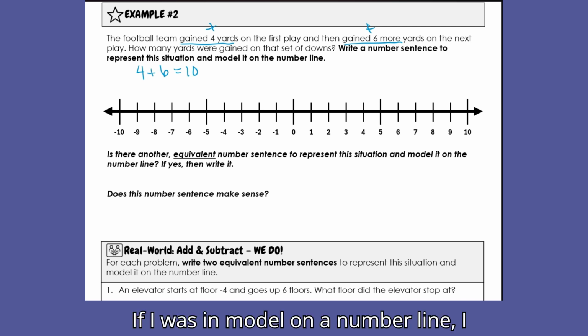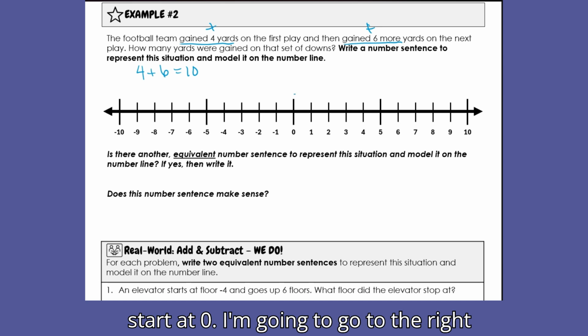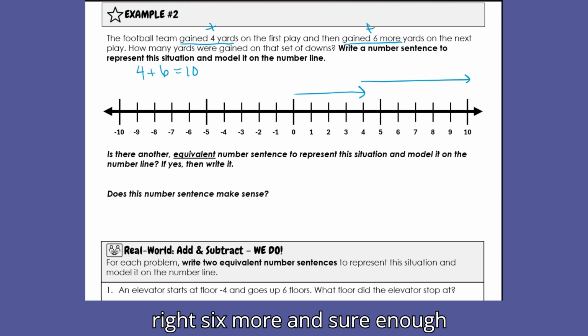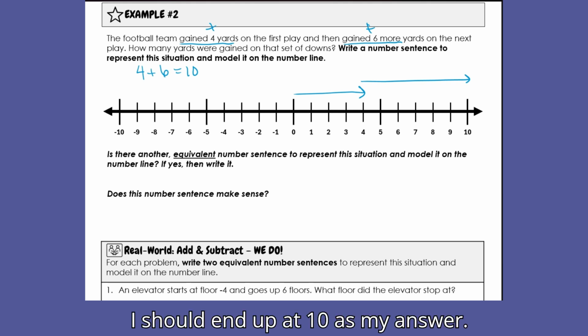If I was to model a number line, I start at 0. I'm going to go to the right 4, and then I'm going to go to the right 6 more. And sure enough, I should end up at 10 as my answer.